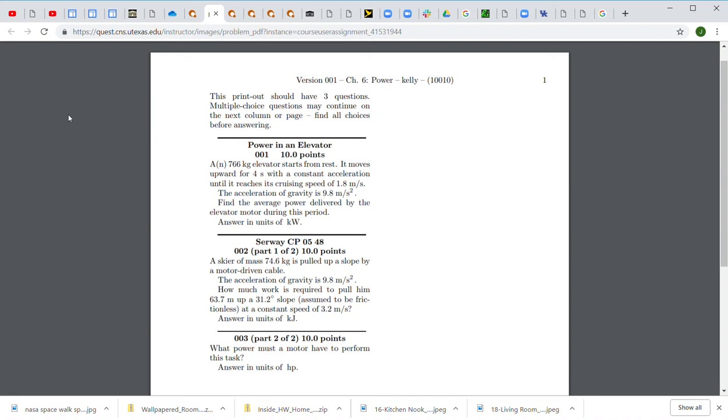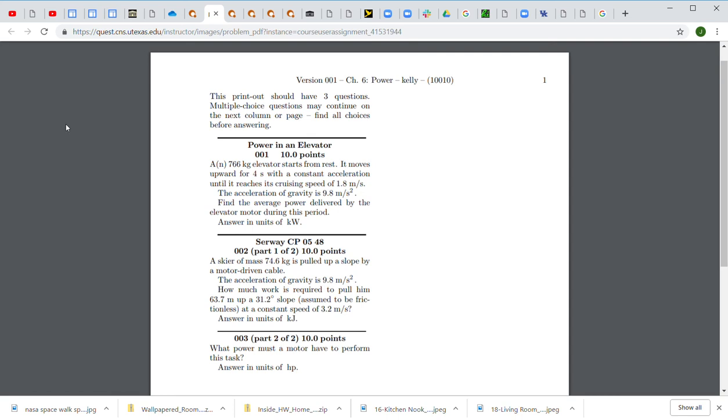Here are the comments or helpful hints for the final selection of problems, just a couple of problems having to do with power in Chapter 6. First problem, we've got an elevator with mass given, starts from rest, it moves upward for a certain amount of time with constant acceleration until it reaches a cruising speed of 1.8 meters per second. Find the average power delivered by the elevator motor during this period.